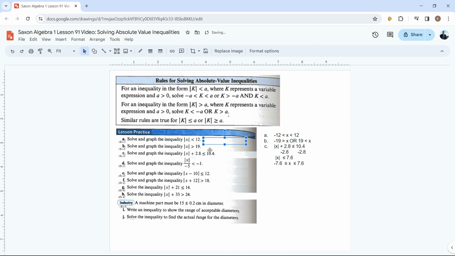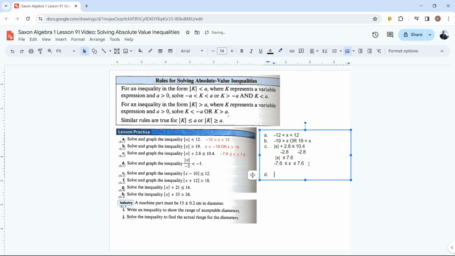Let's just make sure I did these first three problems correctly. Boom, there we go. Let me just double check this one. I wrote my x on the other side. That's why my sign is flipped. I could have written x is less than negative 19 or x is greater than 19. Either way works. Let's move on to letter D.